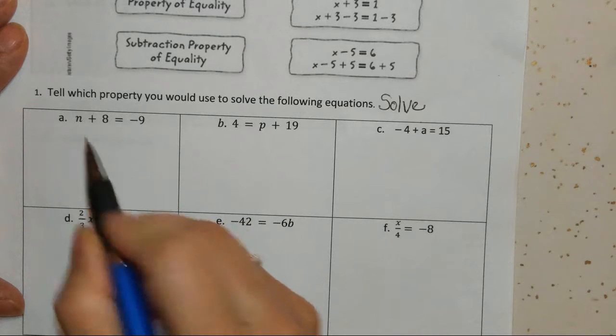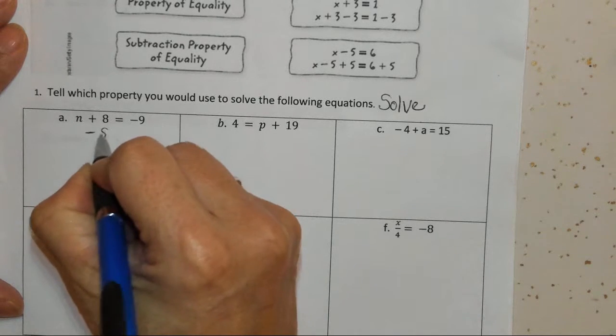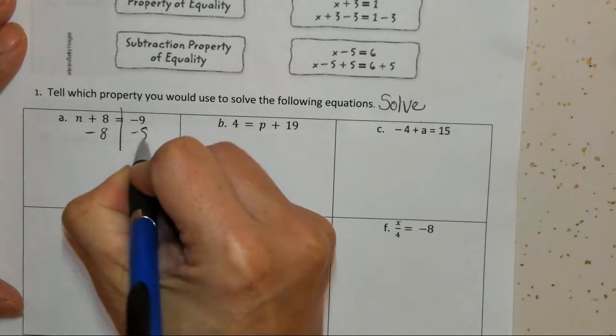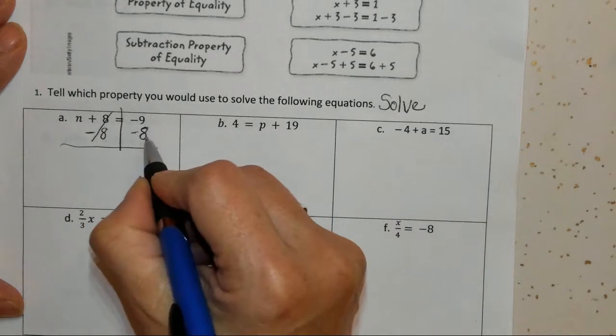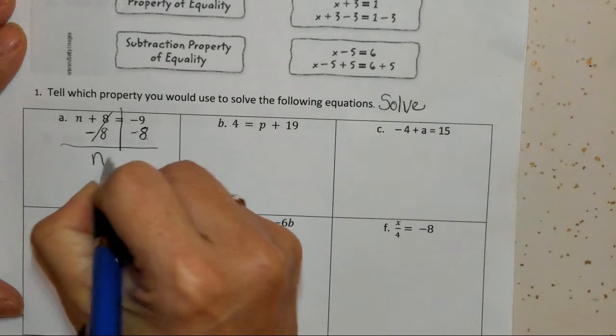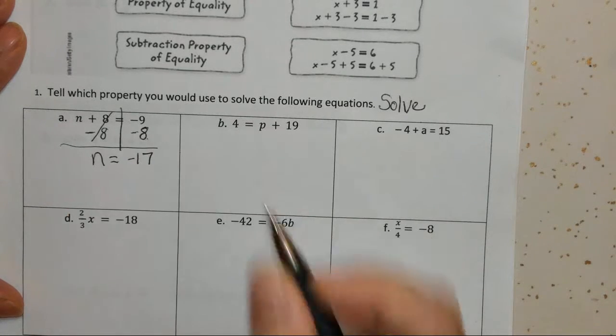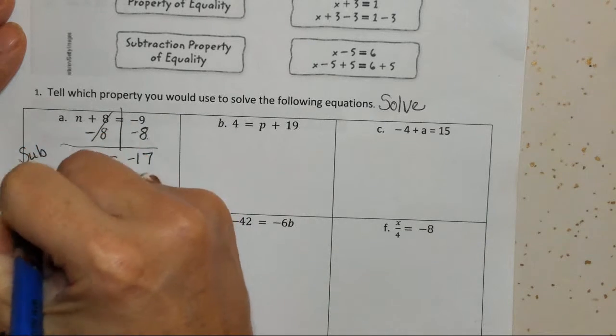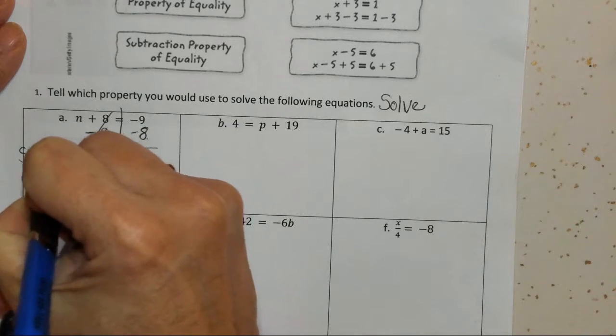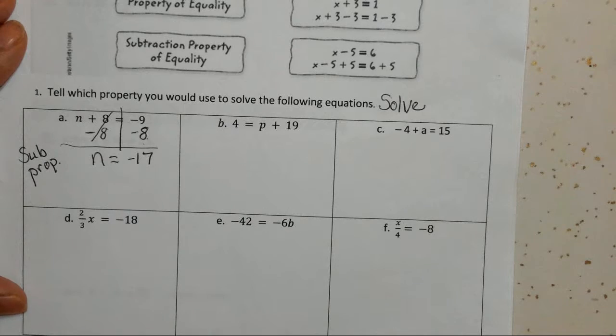So I have addition here. I'm going to subtract from both sides to make the 8 disappear, and then I must do it over here, and that is the solution. This is called the subtraction property because I subtracted the same thing from both sides.